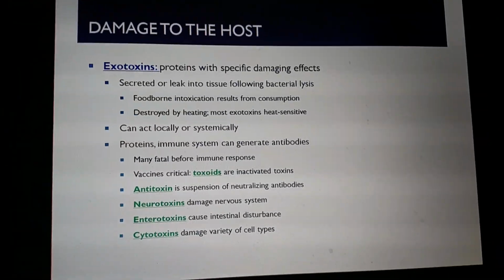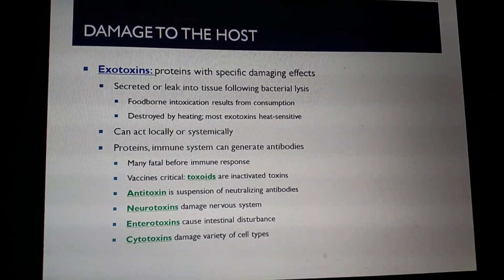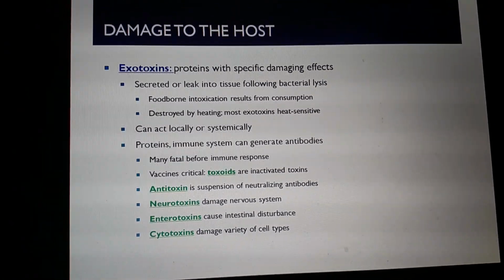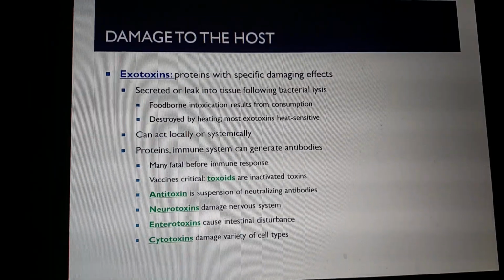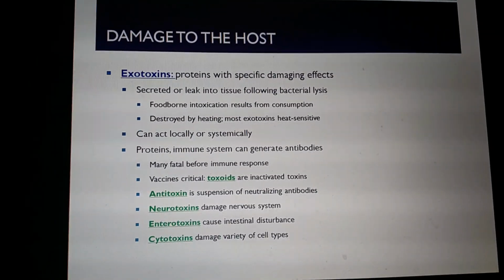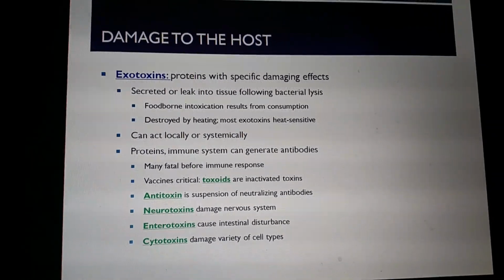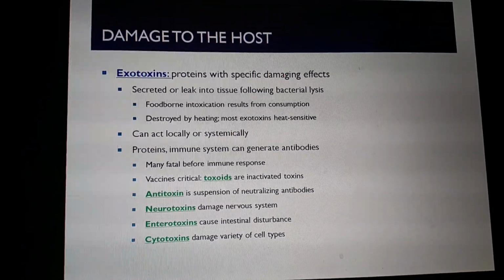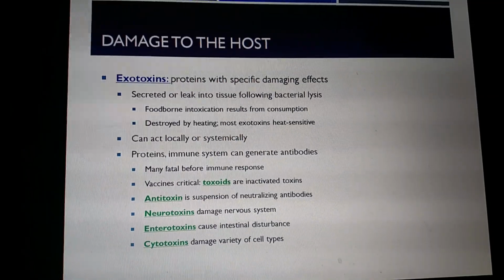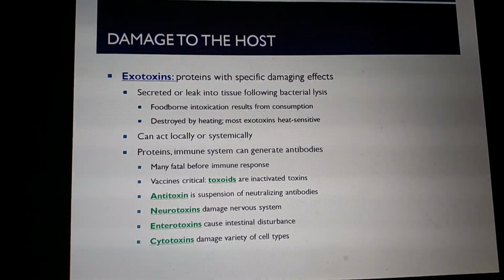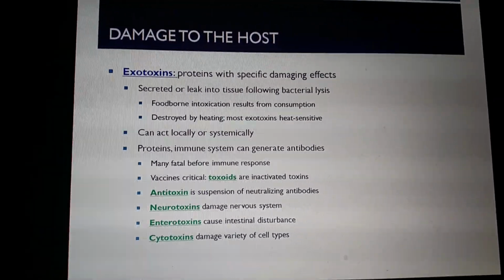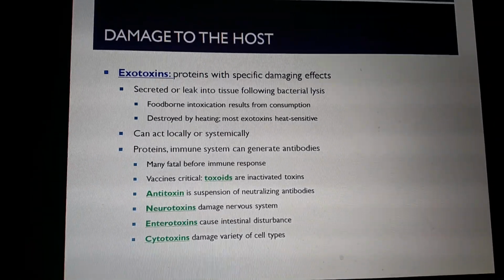So exotoxins are going to be proteins that are produced with specific damaging effects. They are either secreted or leak into the tissue when the bacterial cell breaks. This can be a problem. With some bacteria, it is not enough to kill them if they are causing an infection. You also have to deal with the toxins. Now, these toxins can act locally or systemically.